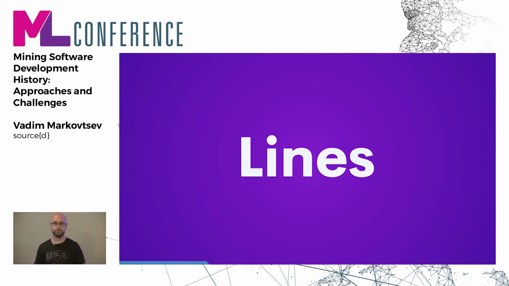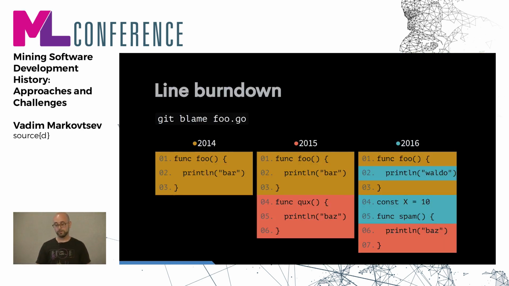The second example is related to lines and diffs and all these things. The concept is like this. Imagine that you have a file in Go. Who heard about Go? Good. Well, it's not really important, but anyway. Imagine that you have a file foo.go and you add it in 2014, and it's quite a simple file, just 3 lines. In 2015, you add a new function to your file. And in 2016, you edit your 2 functions and also add the 3rd line with the const declaration of x.